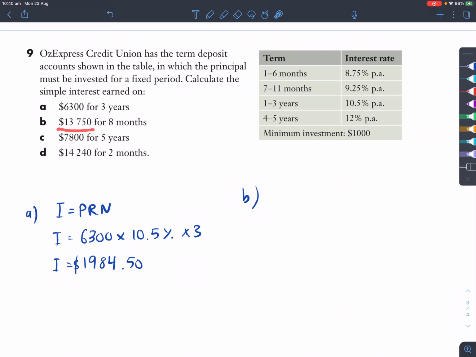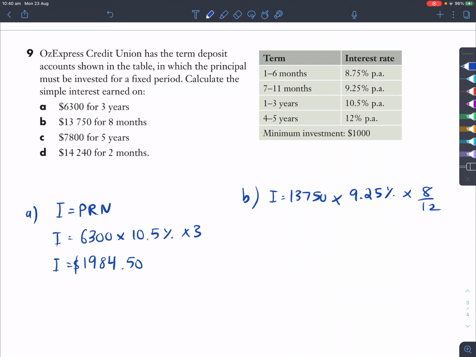B's got the principal as $13,750. The rate which we're going to find is dependent on what this is. So 8 months is a number between 7 to 11 months. So that means we're going to use this percentage. However, this is only going on for 8 months out of the 12. So we're going to write 8 out of 12.